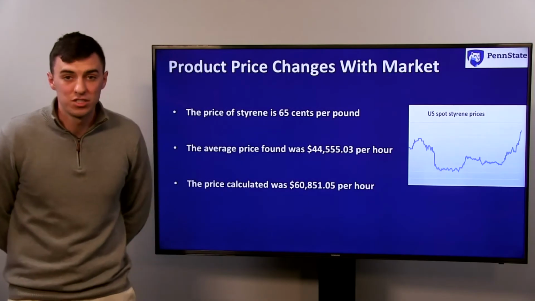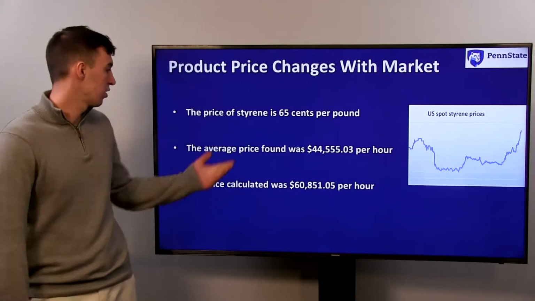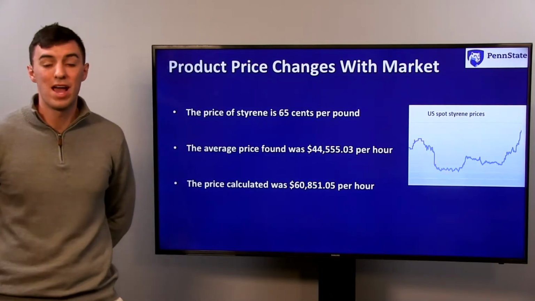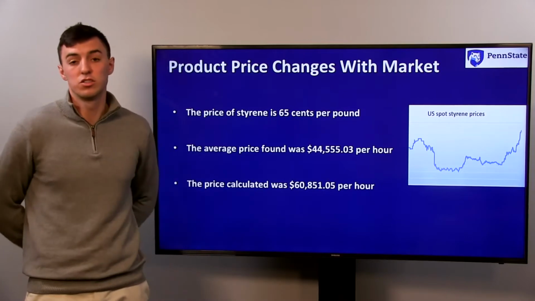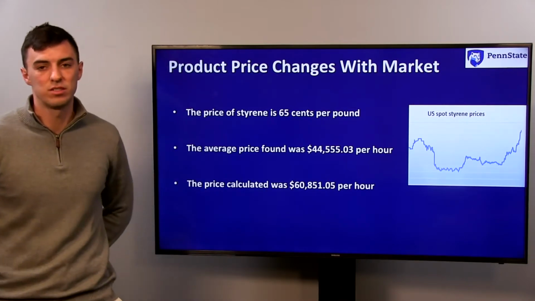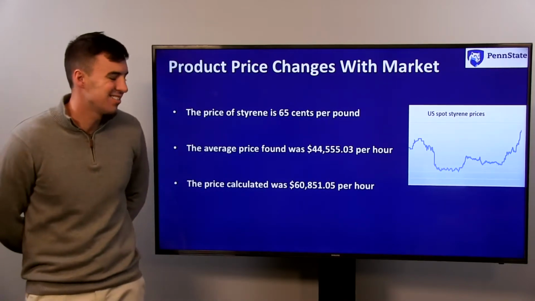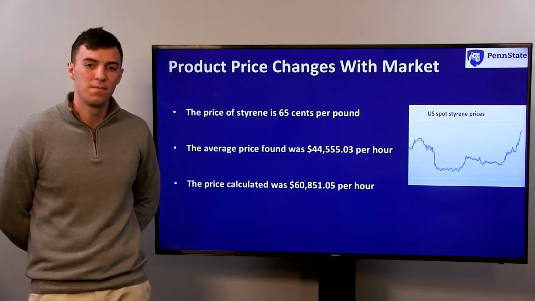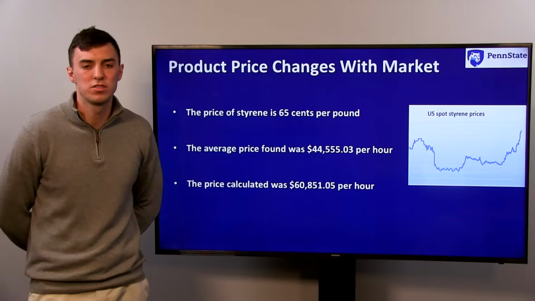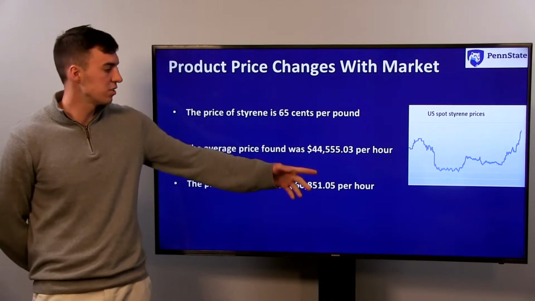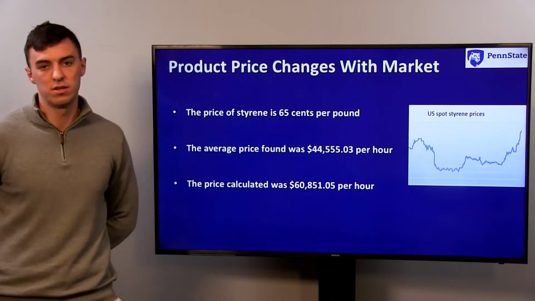Product price changes with the market. So we were given a cost of 65 cents per pound in the background for this project. Now, as you can see on the right, there's a chart for U.S. styrene prices. On the x-axis, it was for time, and it was over a 3-year period from April 2015 to April 2017. On the y-axis, it was dollars per metric ton.